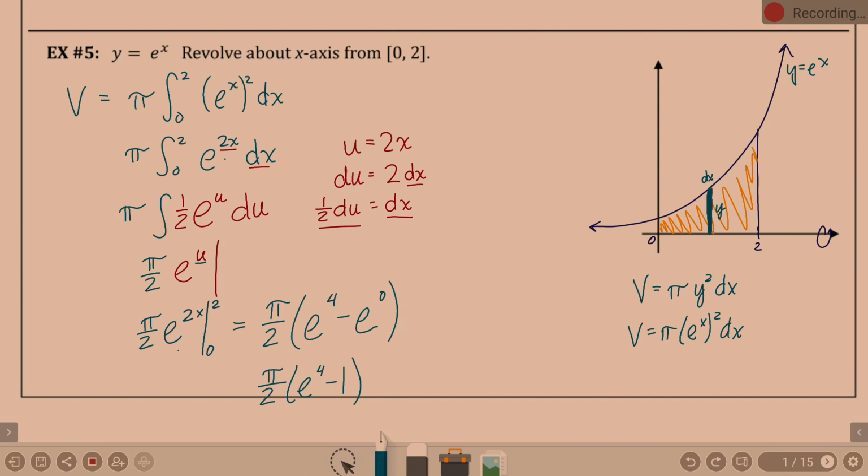Okay? Two more pages to go. Okay. We've got the basic disk method under control, right?